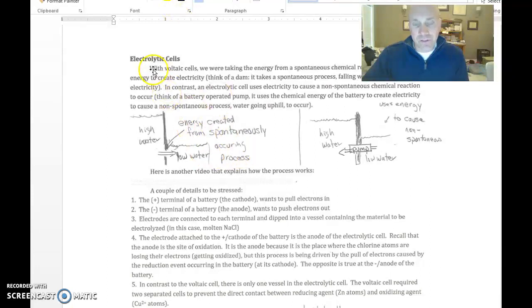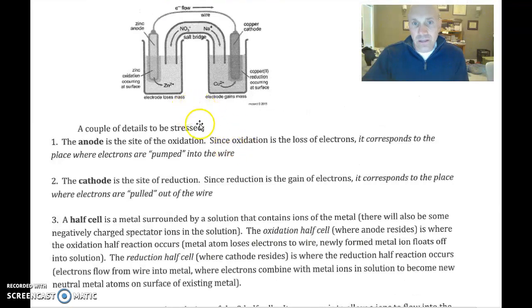So first of all, electrolytic cells, when you see the diagrams, can look a whole lot like voltaic cells, but there's some key differences. Again, voltaic cells we went over in the last video.